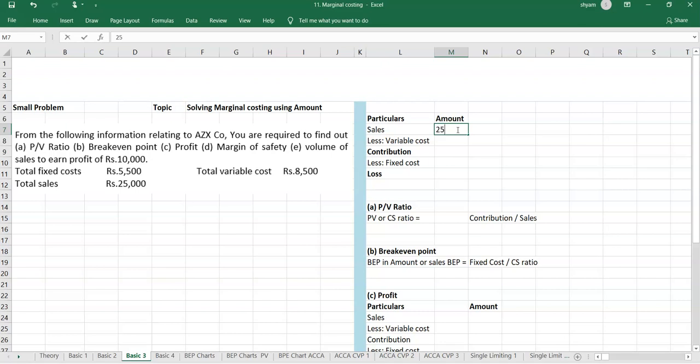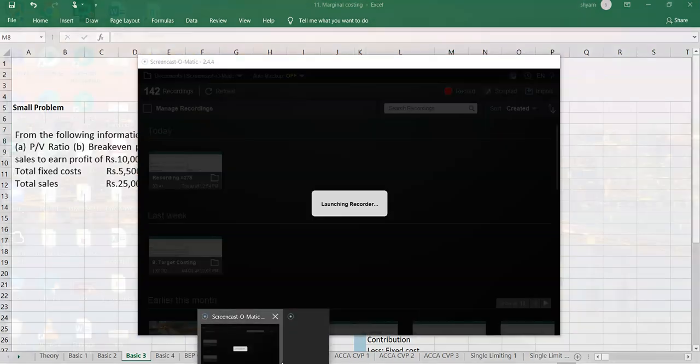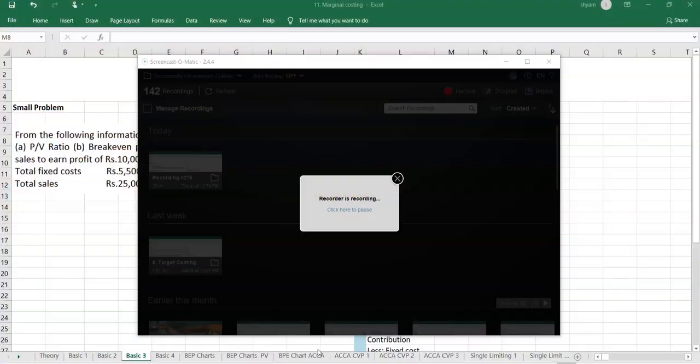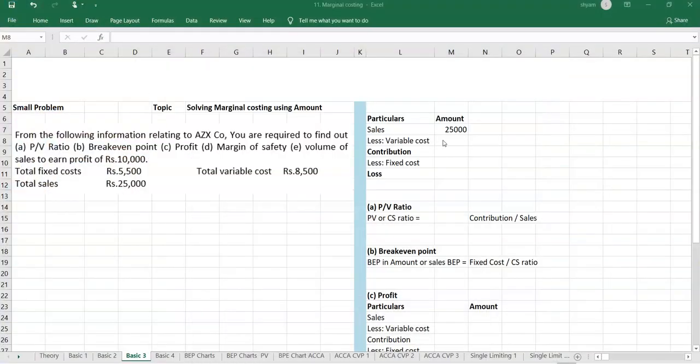So sales is 25,000. Variable cost is 8,500. We'll get the contribution. And fixed cost is going to be 5,500. So our profit is 11,000.